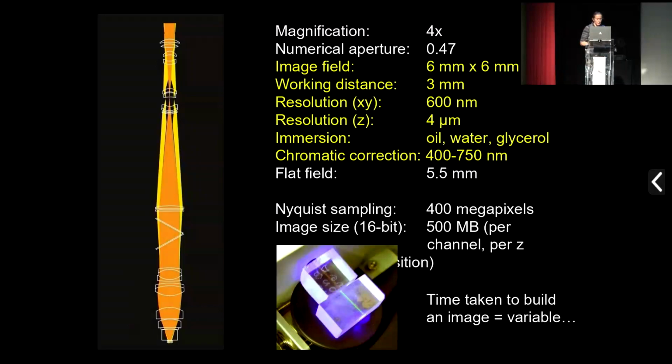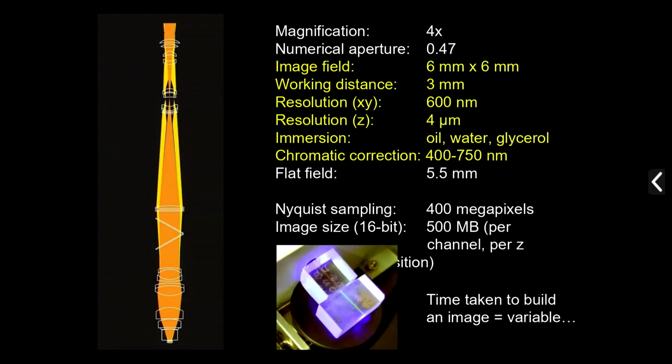If you like numbers, this is what we can do. We have a 6 by 6 millimeter field of view, and we've got a 3 millimeter working distance, thanks to that 4 times magnification. We've got subcellular resolution in 3 dimensions, and we've got multiple correction collars. That means that we can immerse the specimen in oil, water, or glycerol. We can form an image in air, but the resolution isn't fantastic.